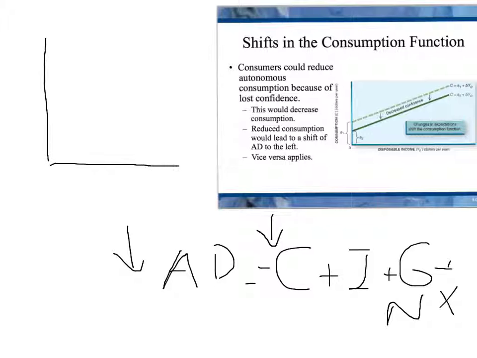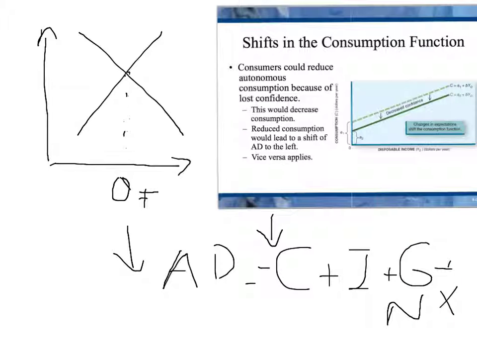Let's say before the recession, the economy is at an equilibrium, at full employment level, okay? And now this is my aggregate demand curve, and this is my aggregate supply. Because consumption decreases, the aggregate demand curve, which is total spending, is going to decrease. A decrease in total spending will be reflected on the graph as a shift of the aggregate demand curve to the left.